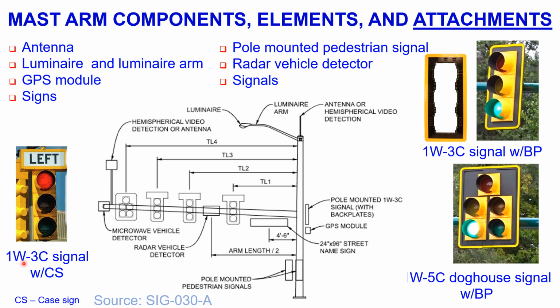This is a 1W3C signal with a case sign. It doesn't have a backing plate, just the case sign. Some of them may have both a backing plate and a case sign. So you need to select the correct configuration of the signal because it contributes to the weight and the exposed surface area for wind loads.